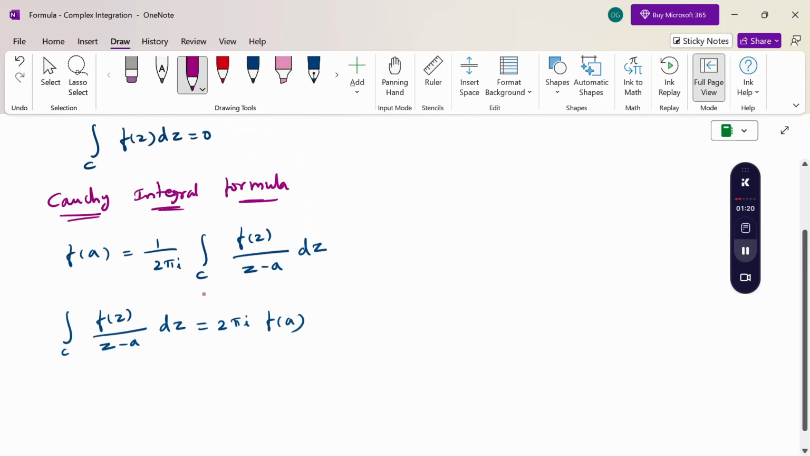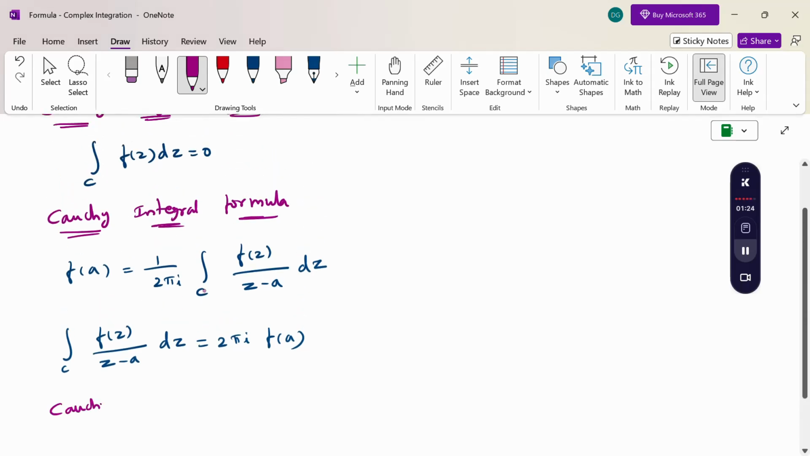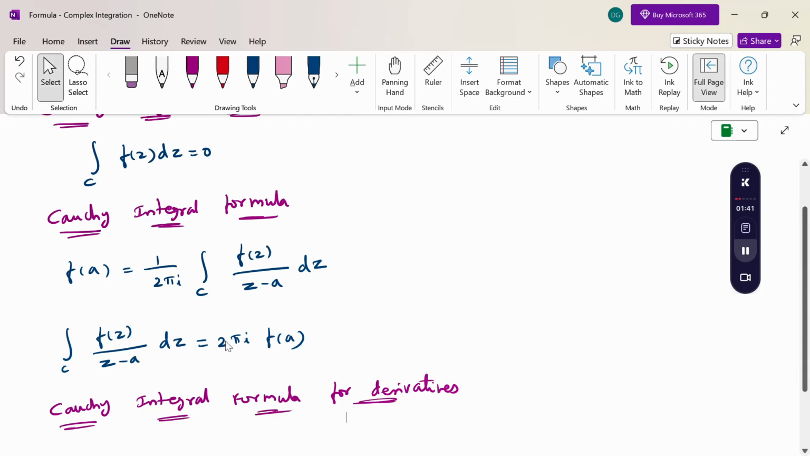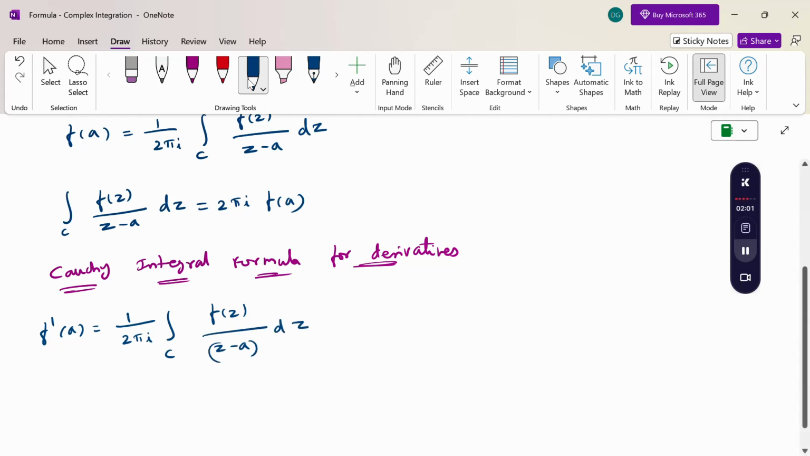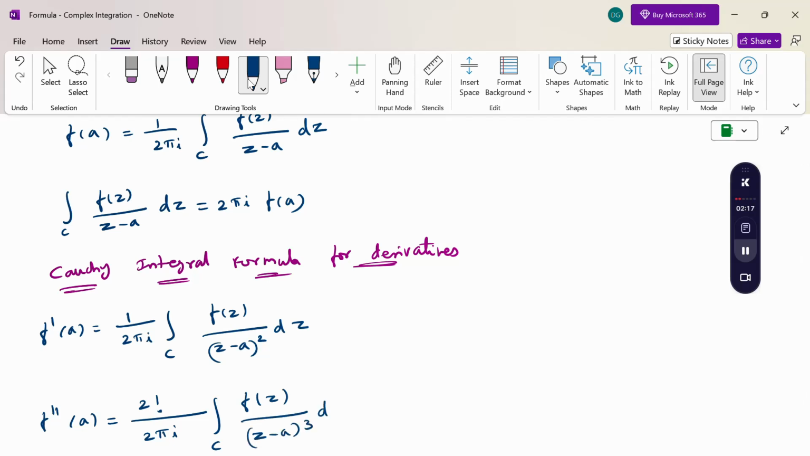And then the Cauchy integral formula for derivatives. f dash of a equals 1 by 2 pi i integral over C f of z by z minus a whole square dz, and then f double dash of a equals 2 factorial divided by 2 pi i integral over C f of z by z minus a whole cube dz.